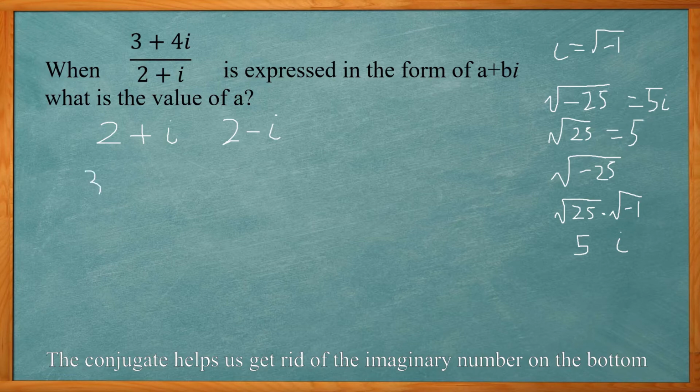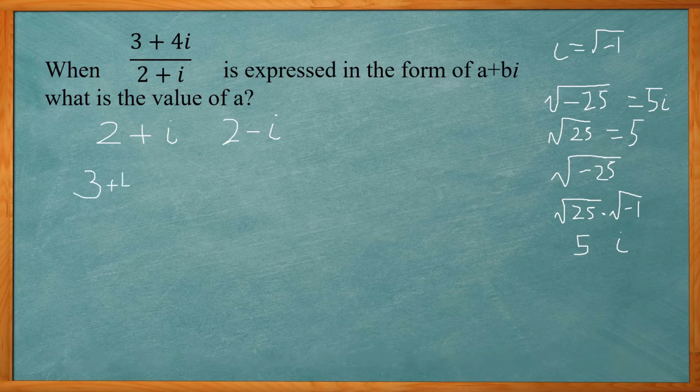So I'm going to take my expression here, 3 plus 4i, divided by 2 plus i. I'm going to multiply top and bottom by 2 minus i. And if I had originally 2 minus i instead of 2 plus i, the conjugate would just be changing the sign in the middle. So the conjugate of 2 minus i would be 2 plus i.